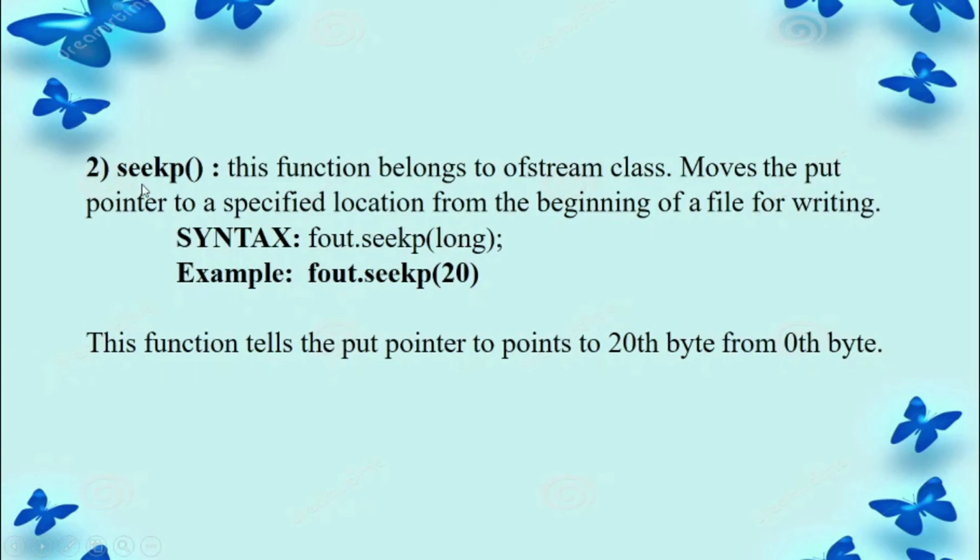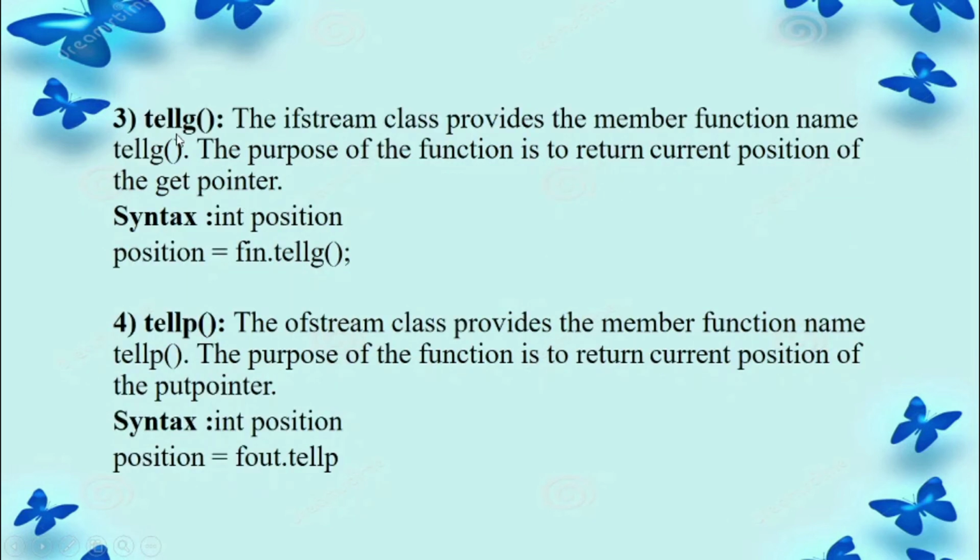Then next one is seekp. This function belongs to the ofstream class and moves the put pointer to a specified location from the beginning of a file for writing. So seekp. This is all output operations. It is used to write the data. Input operations are used to read the data from the file. So the syntax is fout.seekp(long), fout.seekp(20). This function tells the put pointer to point to the 20th byte from the 0th byte for writing data into the file.